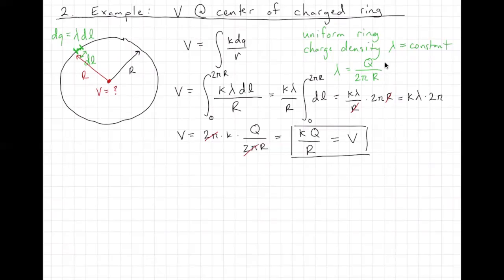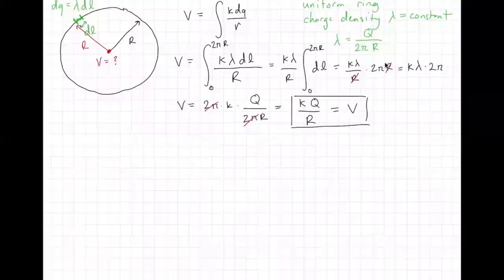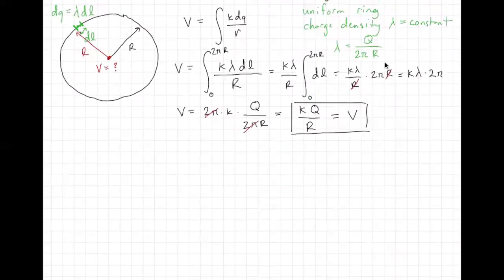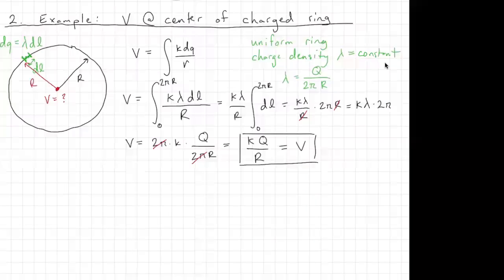Okay, let's do a slightly different example. So my third example that I want, maybe I'll start a new sheet for this one, is the potential above the center of a uniform disk of charge. I guess charged disk.